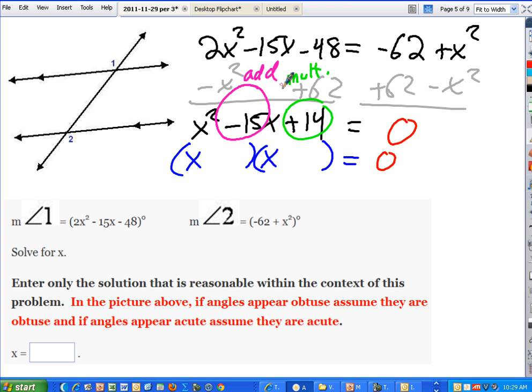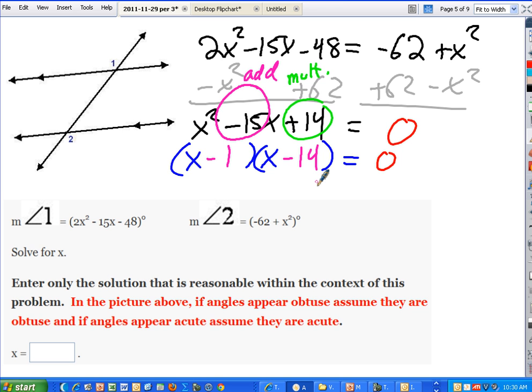Okay, and positive or negative? Negatives, yeah. So negative 1 and negative 14, right? Negative times negative is positive, but negative 1 plus negative 14 is negative 15, right? And once I've got it factored, how do I get the solutions then? What are the values of x that are going to work?